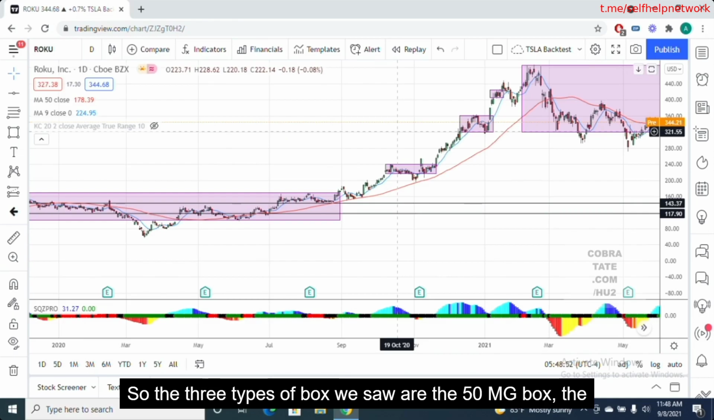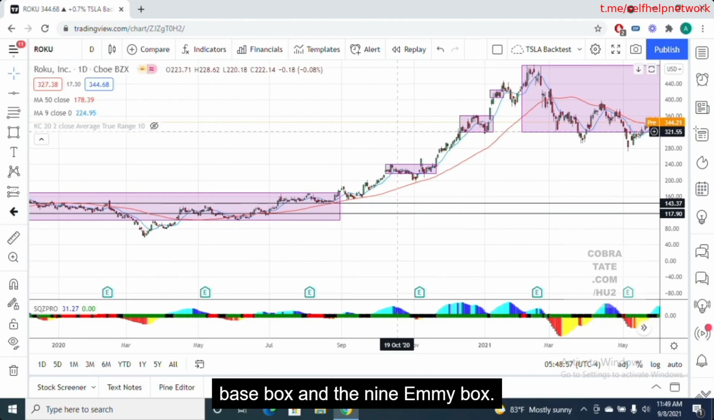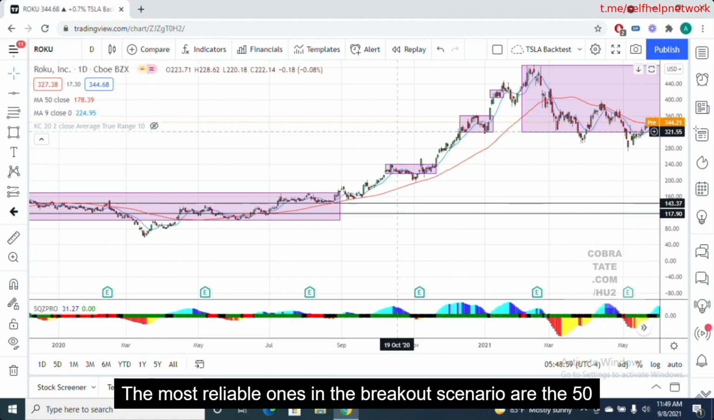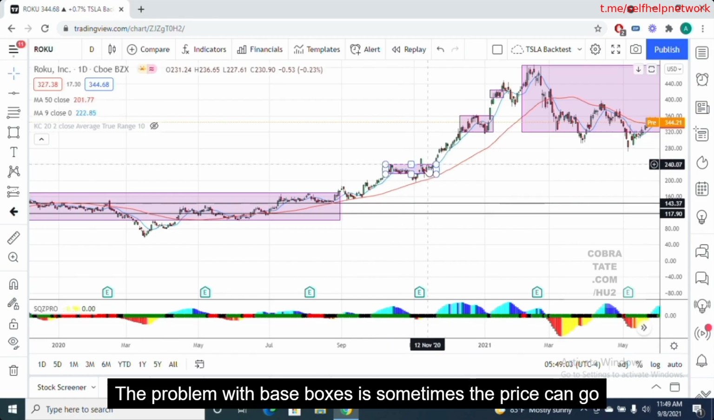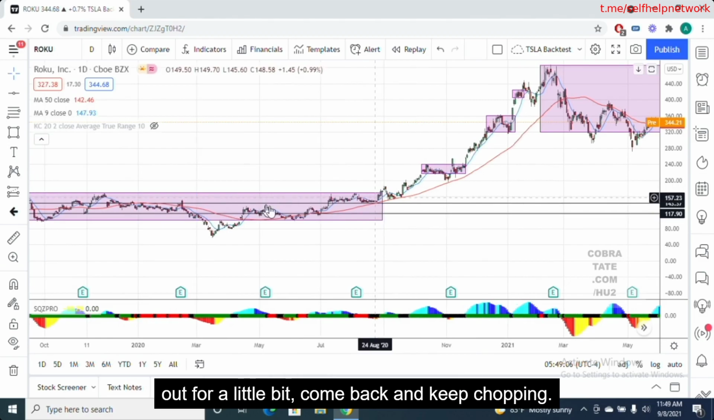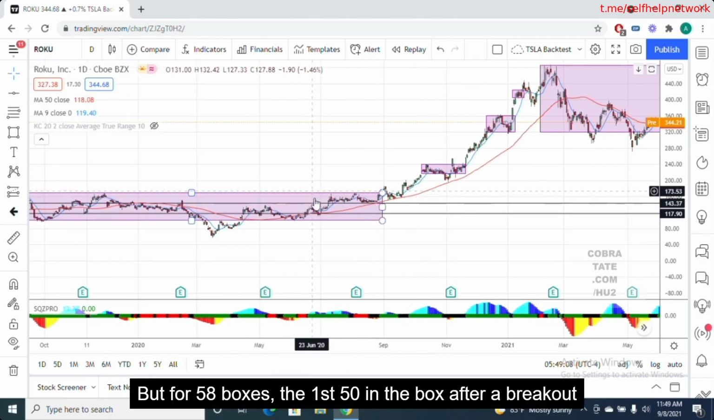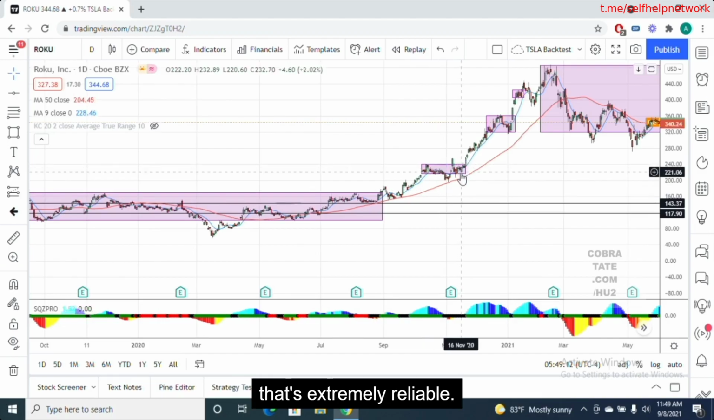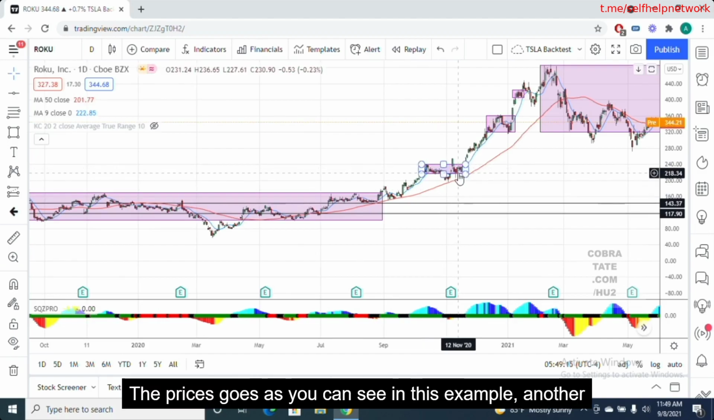So the three types of box we saw are the 50 MA box, the base box, and the 9 MA box. The most reliable ones in a breakout scenario are the 50 MA boxes. The problem with base boxes is sometimes the price can go out for a little bit, come back and keep chopping. But for 50 MA boxes, the first 50 MA box after a breakout, that's extremely reliable. The price just goes, as you can see in this Roku example.